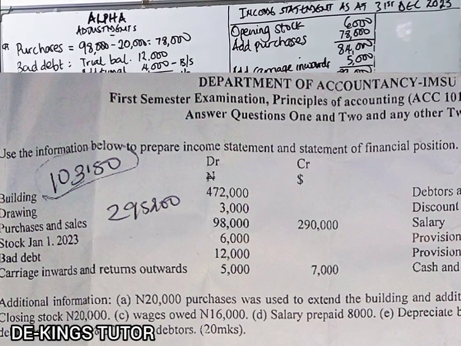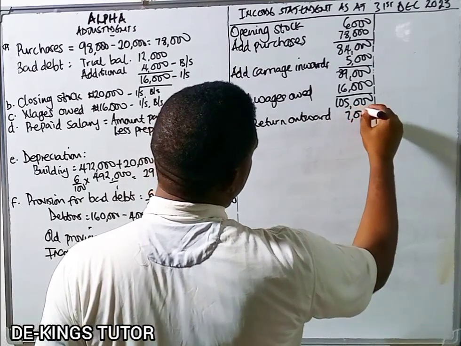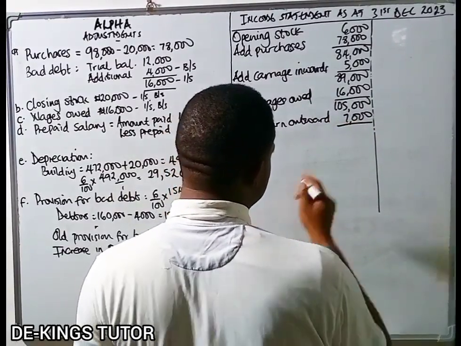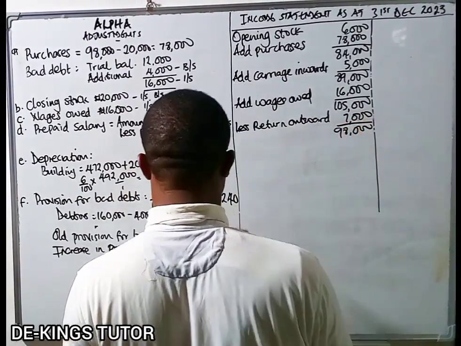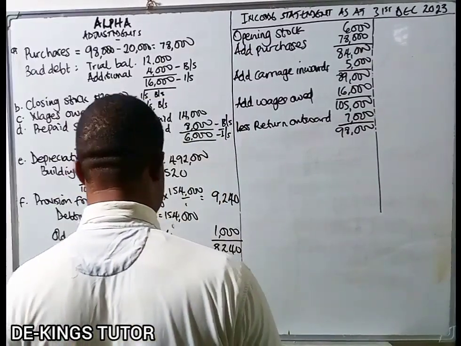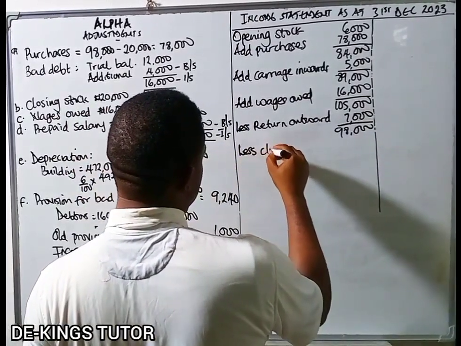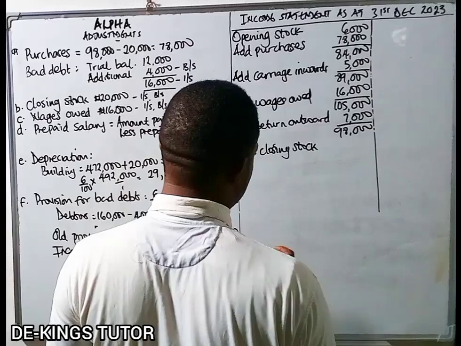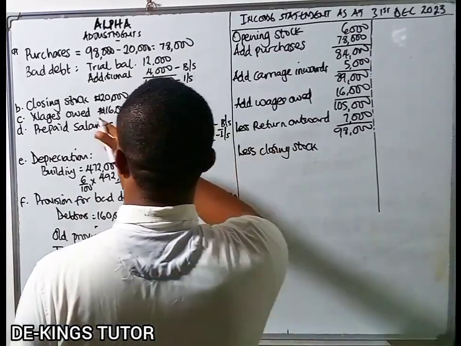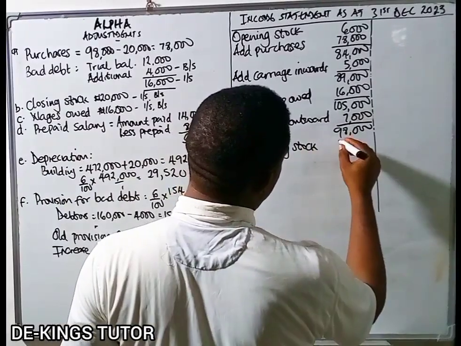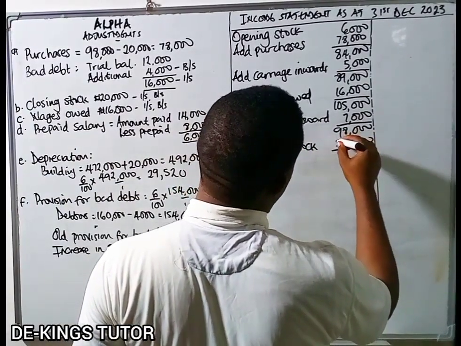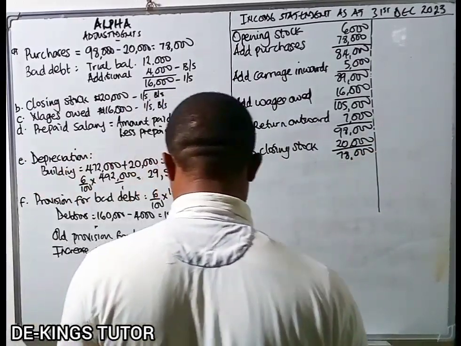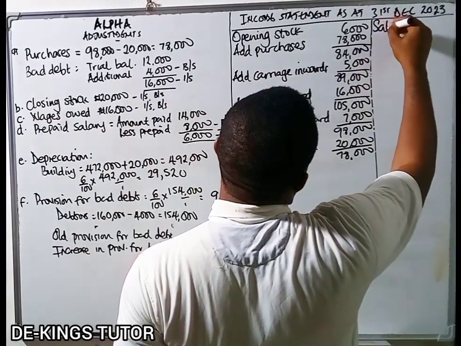Now let's return outward. What's the value there? It is 7,000. So 105,000 minus 7,000 will give us 98,000. The next thing is to less closing stock. The closing stock, from the question there, is 20,000. So 98,000 minus 20,000 will give us 78,000. So we now have our cost of goods sold.